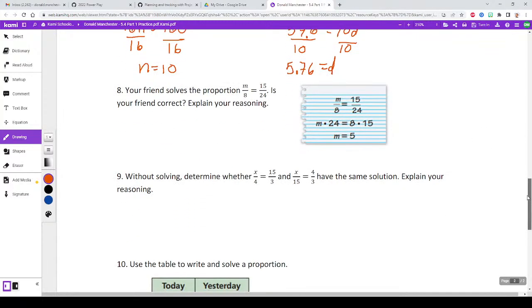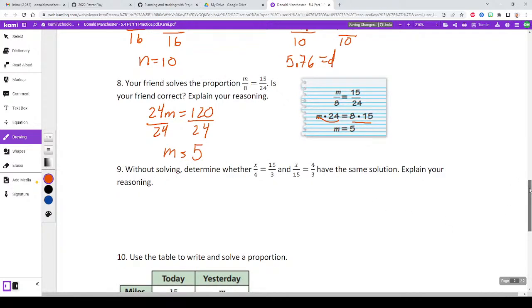Your friend solves a proportion. Are they correct? Explain the reasoning. Well, looking at this, they've got 24m, which is fine. They've got 8 times 15, which is fine. They don't show the work to get there, though, so I better do that myself. So we got 24m equals 8 times 15, which is 120. So we divide both sides by 24. And m equals 120 divided by 24 is indeed 5. So my friend's right, but they could really stand to show more work, couldn't they?